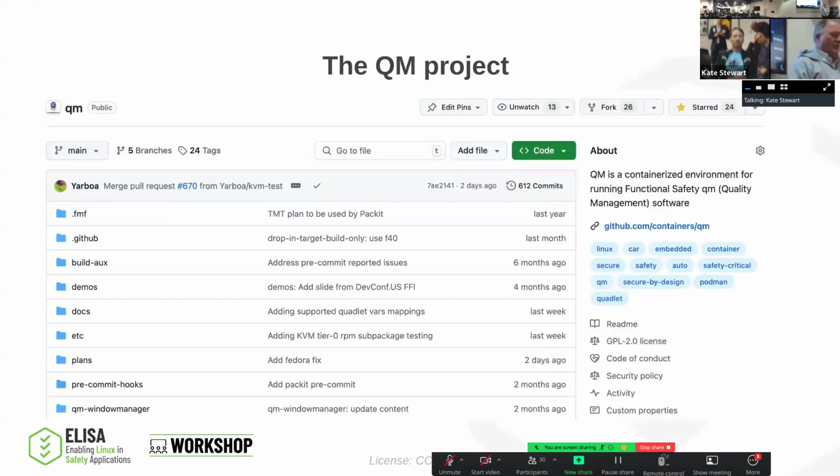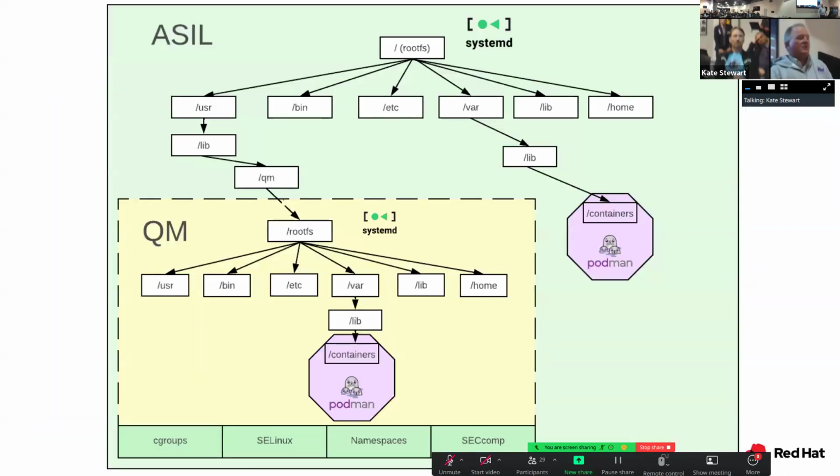So we created a project called the QM project. What we wanted to do with QM was basically give a developer an easy way to install software onto a system that was guaranteed to be isolated from the ASIL environment on the system. So the QM project defines a Quadlet that builds this type of environment.